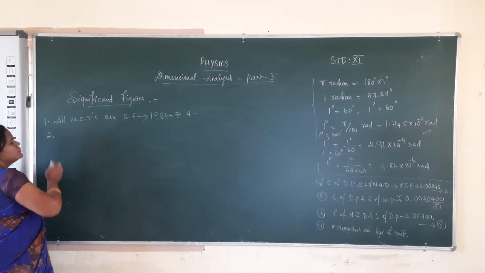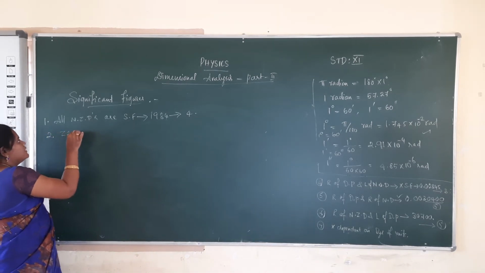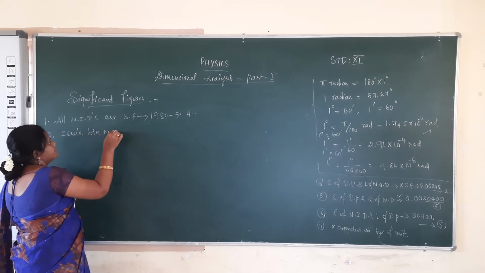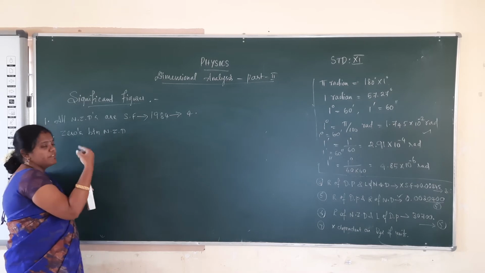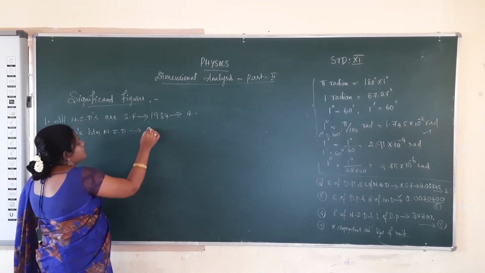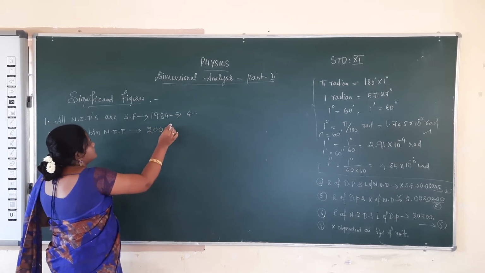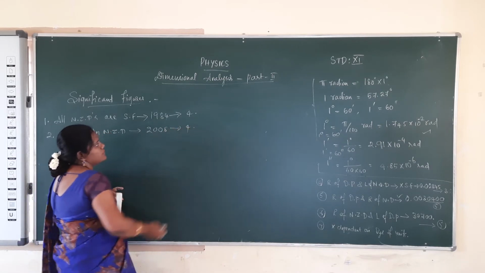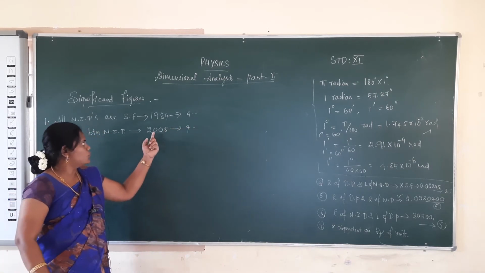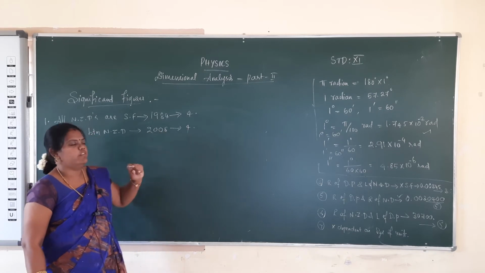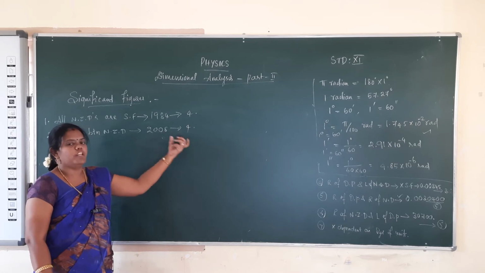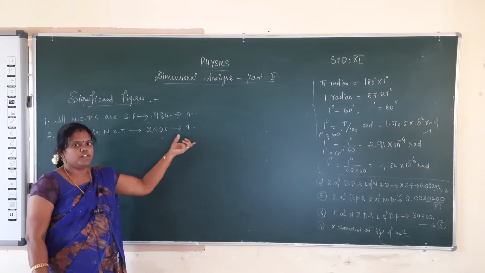And second rule, zeros between non-zero digits. What is the meaning? For example, 2008. The 2 zeros in between the non-zero digits are considered significant figures. So 1, 2, 3, 4 significant figures. A zero between two non-zero digits is also a meaningful digit. So that is 4 significant figures.